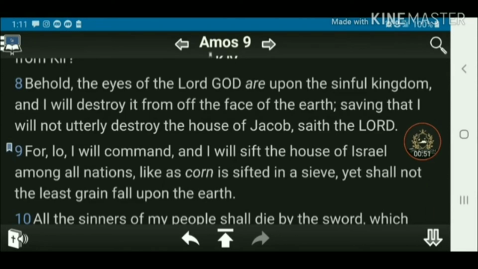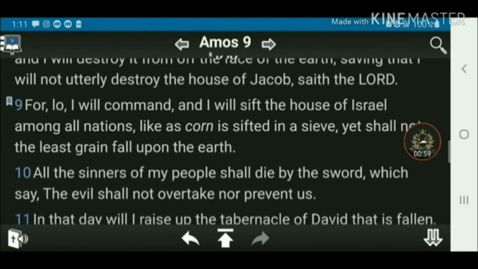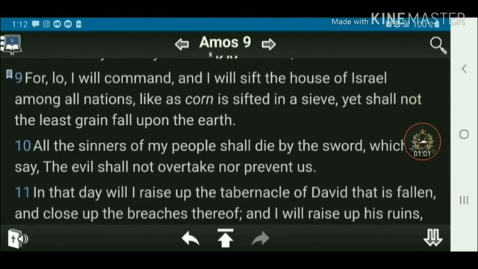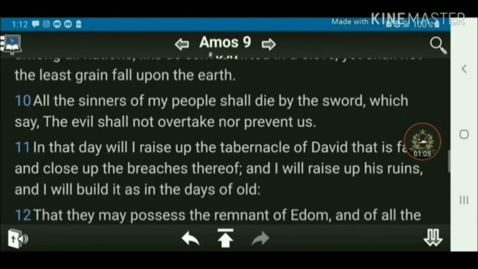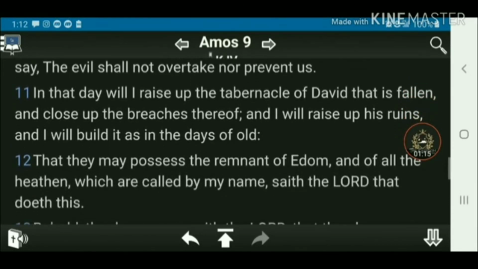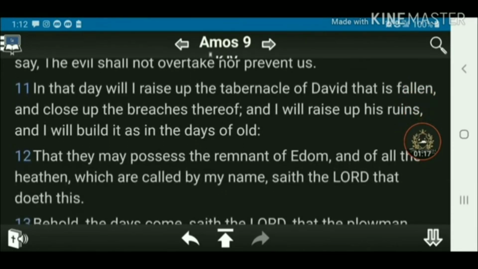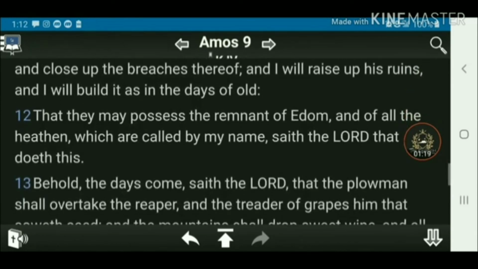Verse 9, for lo, I will command and I will sift the house of Israel among all nations, like as corn is sifted in a sieve, yet shall not the least grain fall upon the earth. All the sinners of my people shall die by the sword, which say the evil shall not overtake or prevent us. In that day I will raise up the tabernacle of David that is fallen, and close up the breaches thereof.